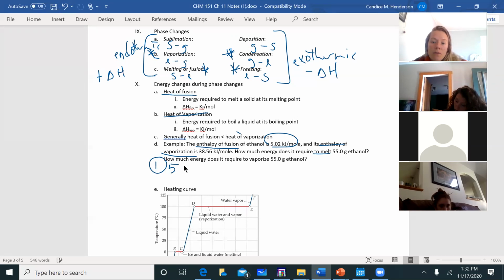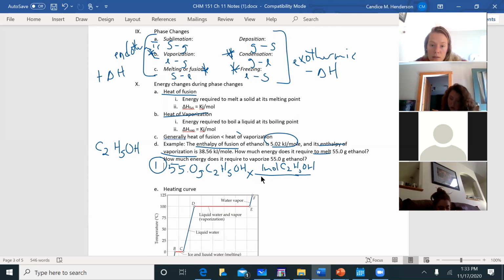It's not too difficult. So 55.0 grams of ethanol. Oh, yeah, and I wouldn't expect you to know the formula for ethanol. So let me give that to you. So ethanol is going to be C2H5OH. So if we're in grams of ethanol, C2H5OH, and we want to convert it into moles, well, 1 mole of C2H5OH is equivalent to 46.08 grams. So grams will cancel, and now we're in moles of our material.